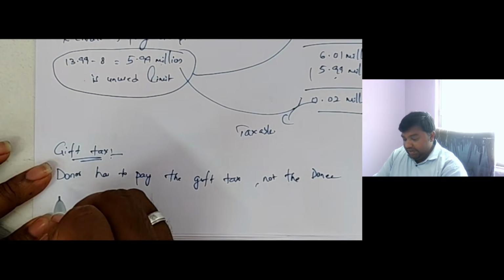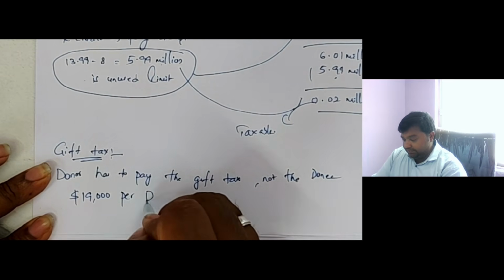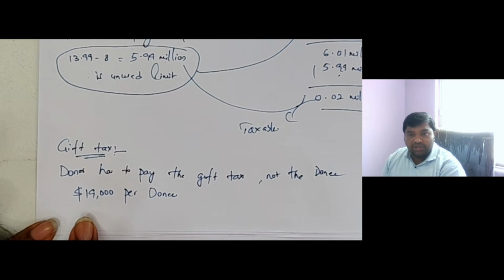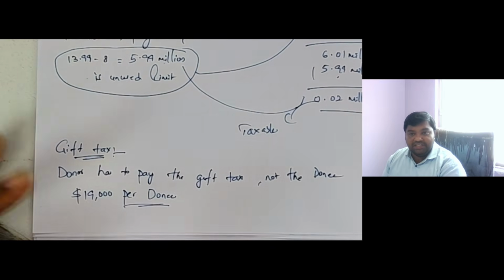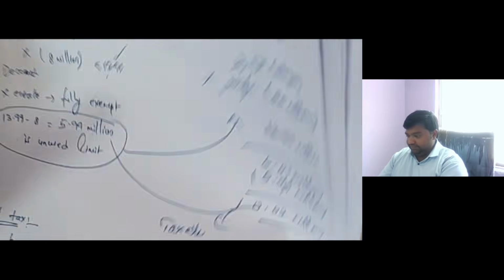The limit is 19,000 US dollars per donee. If a donor is giving a gift of more than 19,000 US dollars to any person, then he has to pay gift tax. So up to 19,000 US dollars per donee. Say there are 5 persons. You can give 19,000 to each person, then gift tax is not applicable. Per donee, if it exceeds 19,000 US dollars, then the donor has to pay the gift tax.